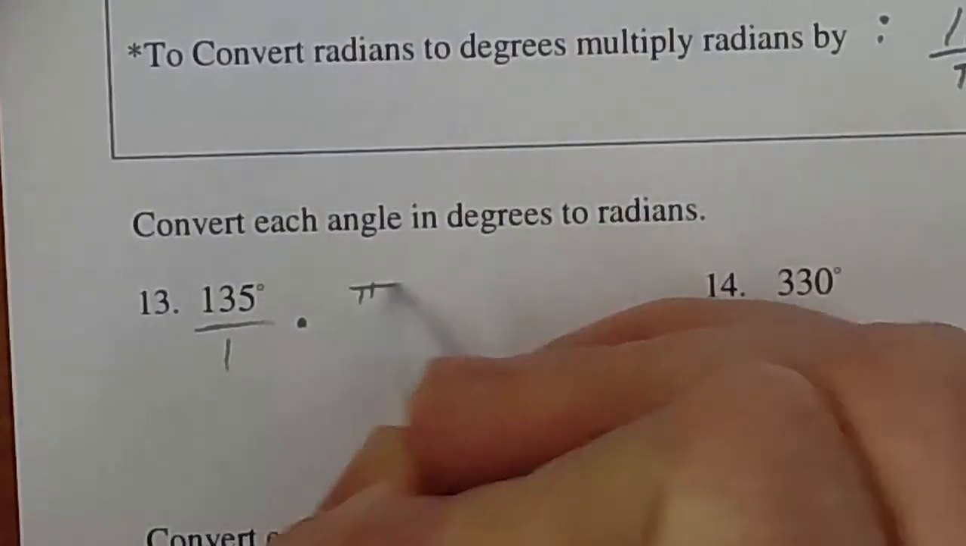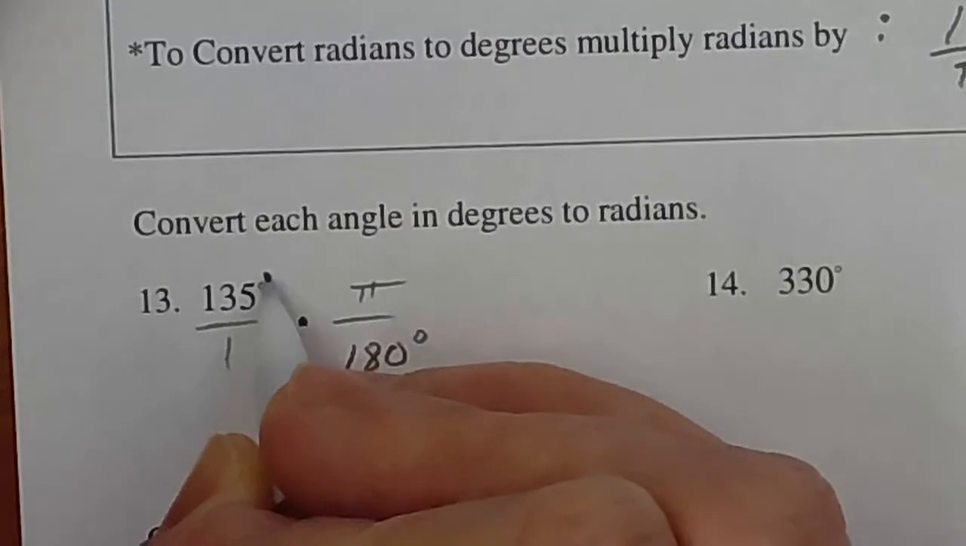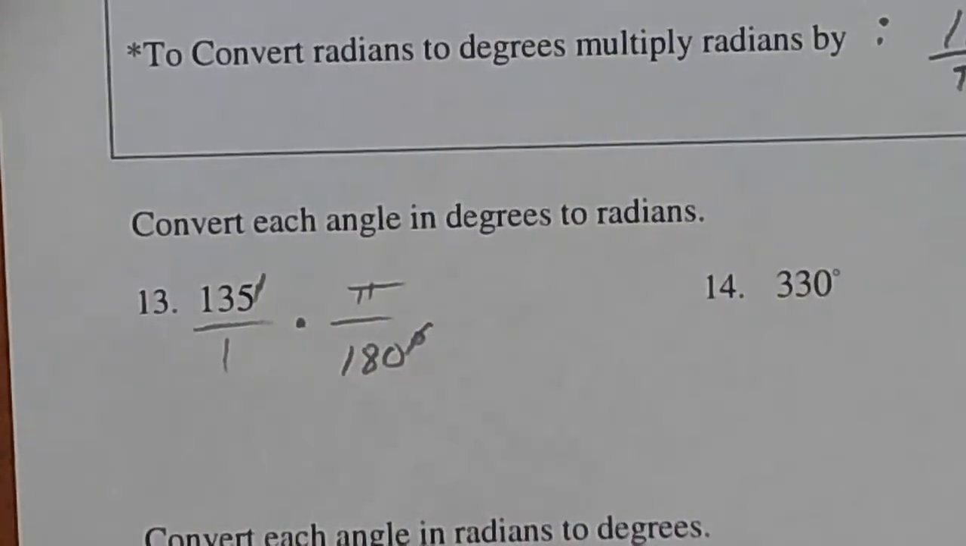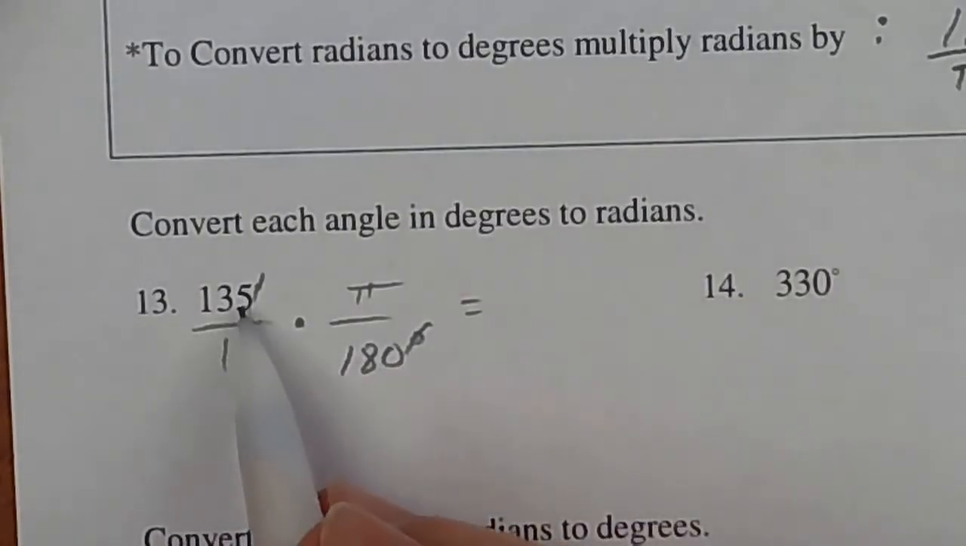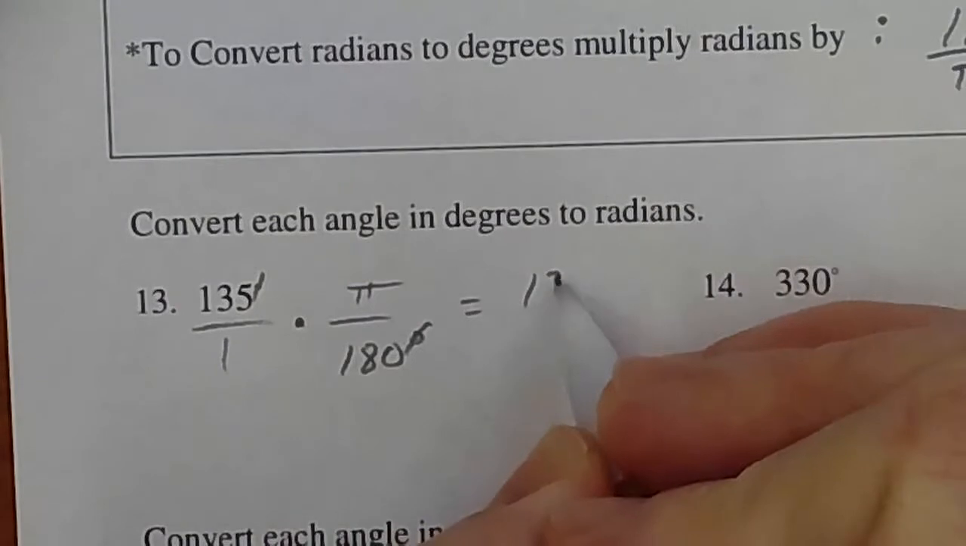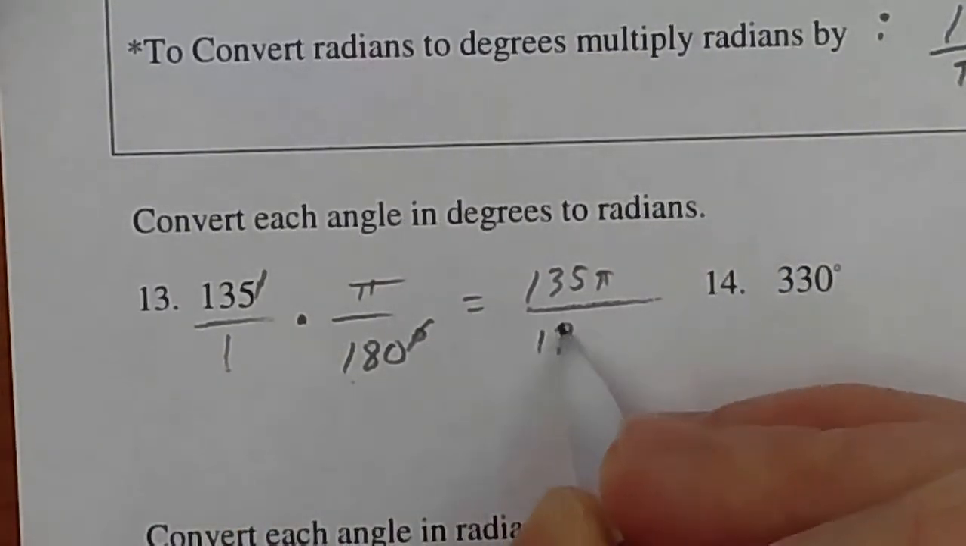And here's why I know to put 180 on the bottom. I want degrees to cancel. It's a foolproof way to make sure you have this set up right. And now just follow your rules of multiplying fractions. So I have 135 pi up top when I multiply across and 1 times 180 on the bottom.